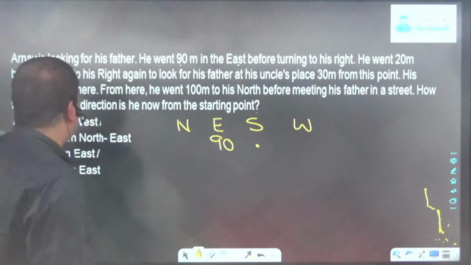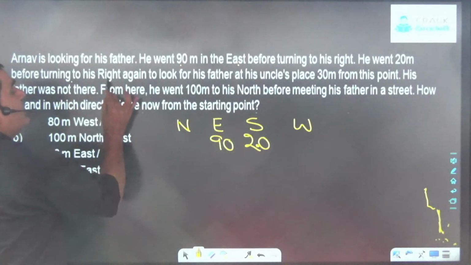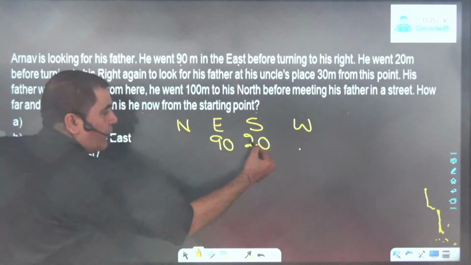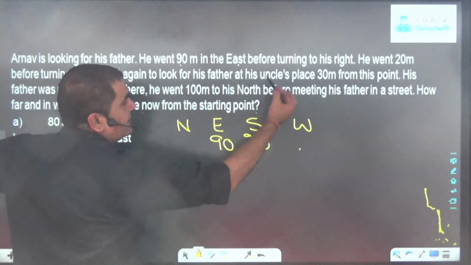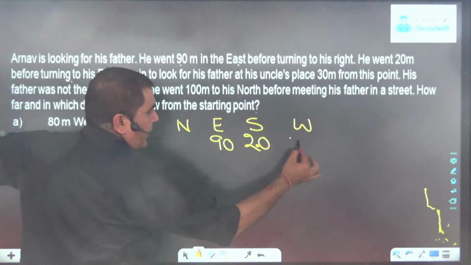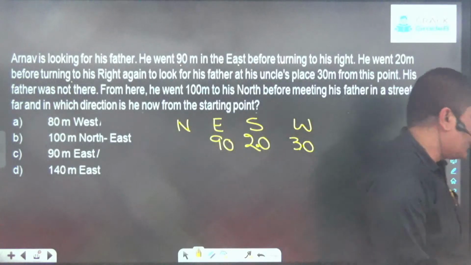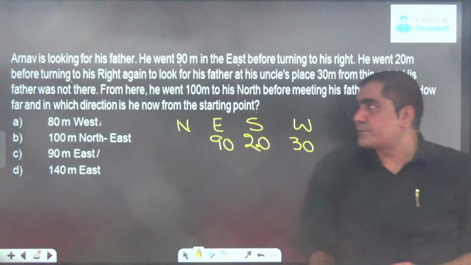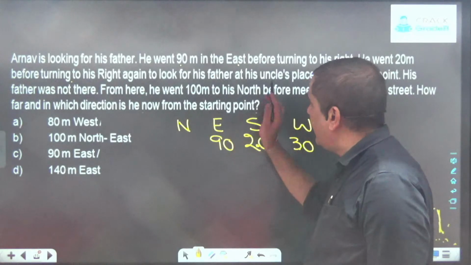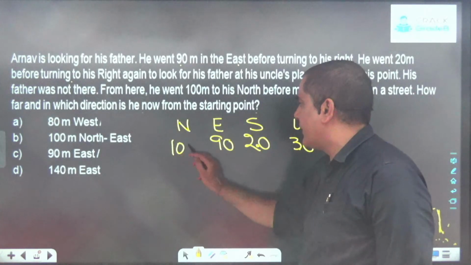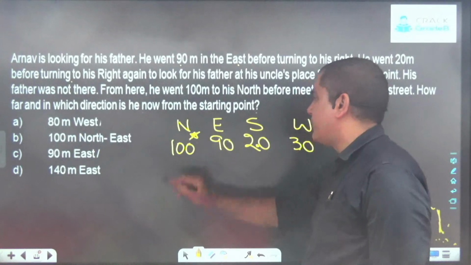Then he says he went 20 meters, before turning to his right again. So before turning right, he went 20 meters in the south. To look for his father's uncle's place, after turning to his right, he goes 30 meters. Now his father was not there. From here, he went 100 meters to the north, before meeting his father in a street. So the question is over; put a star here.